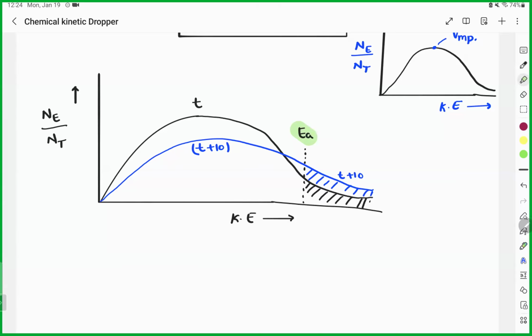Exactly the same thing is happening here. EA is the minimum criteria set, activation energy, because anybody who is not fulfilling the minimum criteria is not required, because that molecule will not convert into product, meaning it will not be really productive and useful for your company. Make sense? Yes, sir.